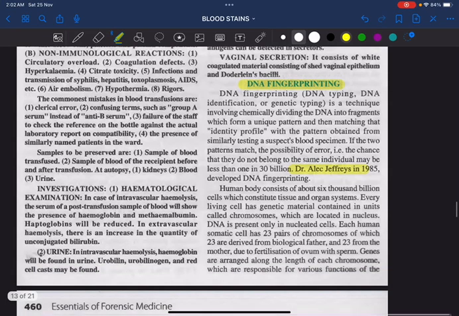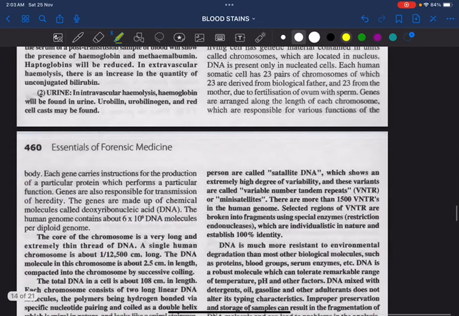So using gel electrophoresis, these fragments will be arranged based on their positivity and negativity, and then we will be decoding a particular profile, a unique profile of DNA fragments for the individual. That is actually called DNA fingerprinting, which was first discovered by Dr. Alec Jeffreys.